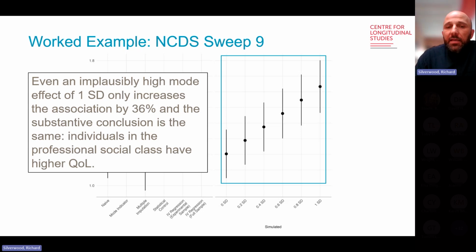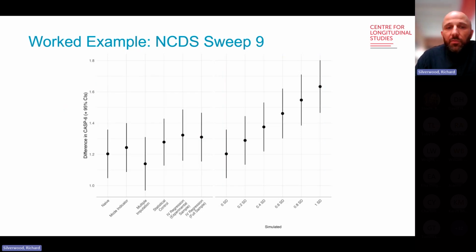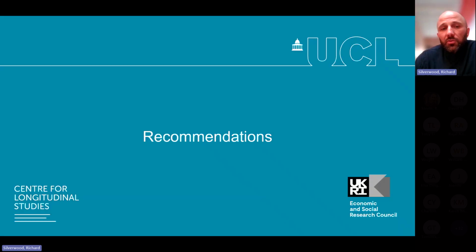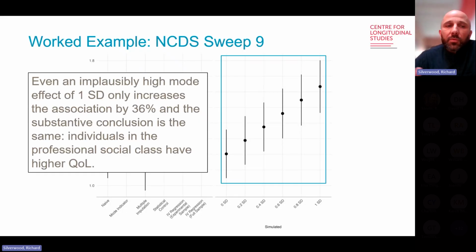But what we see here, which perhaps is easier if I get rid of the box, is that for all of these different values of the standard deviation of the mode effect, as the mode effect is increasing, these are actually moving further away from the null. So certainly wouldn't change the substantive conclusions that we're drawing. And we would say even for an implausibly high mode effect of 1 standard deviation, it only increases the estimated association by 36%. Substantive conclusion remains the same. Individuals in the professional social class have higher quality of life.